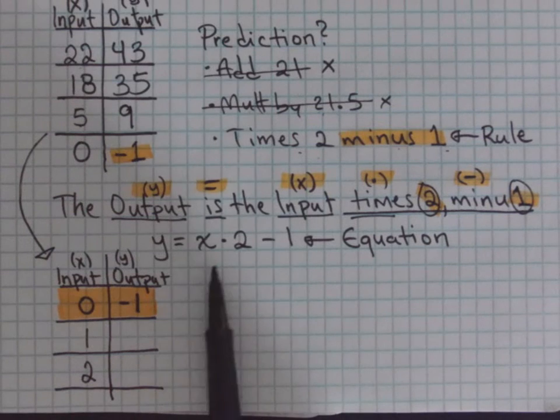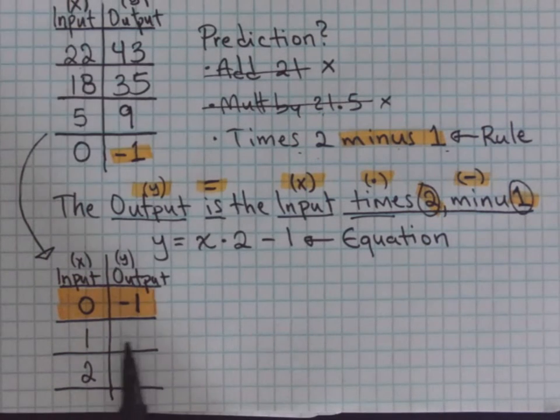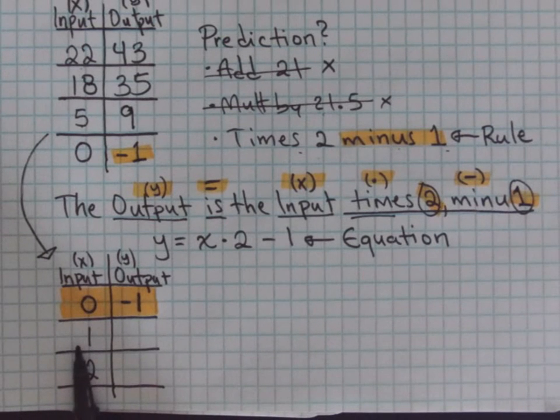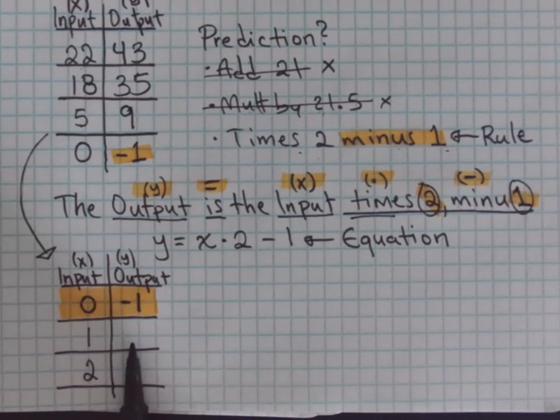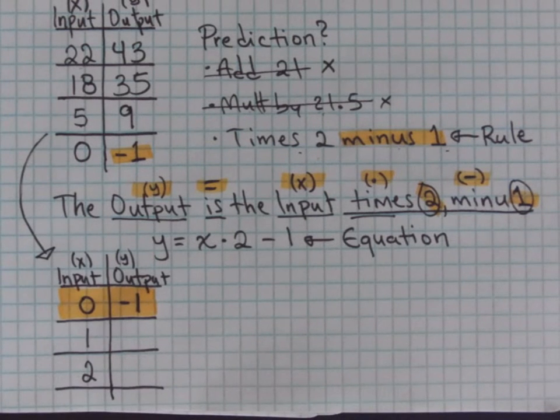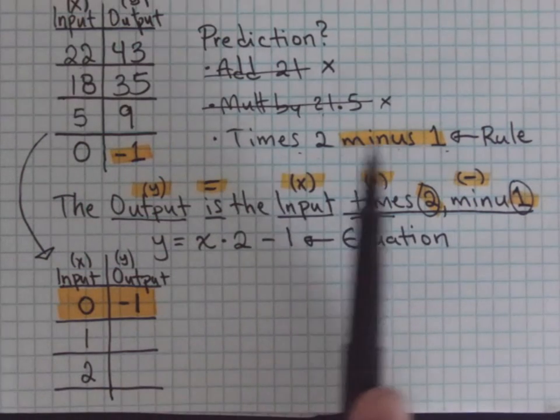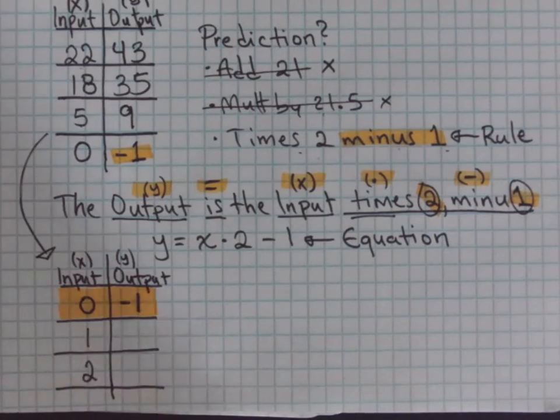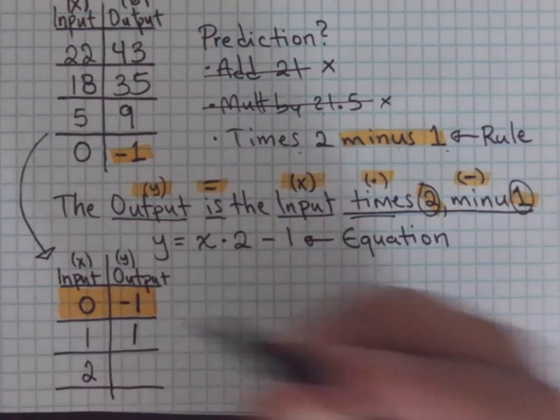And if I'm using the exact same rule, can someone tell me what this answer would be? If X is 1, if my input is 1, what do you think the output would be? Please put it in the chat. Let us finish that way. Nice. You're right on point. Anybody else? Same rule. Times 2 minus 1. And I'm starting with the 1. Good. So for those of you who said so, this is definitely 1.